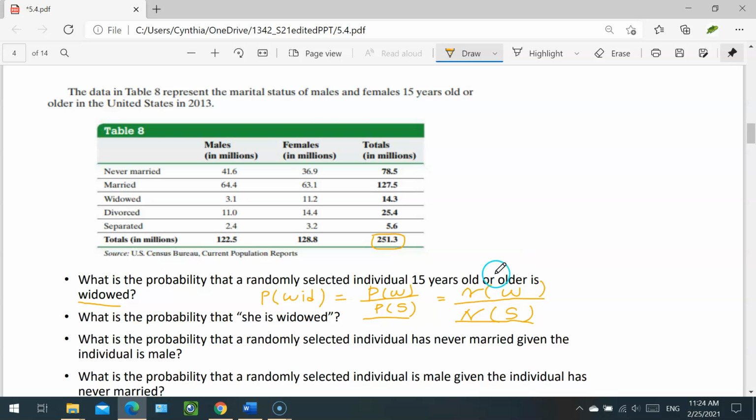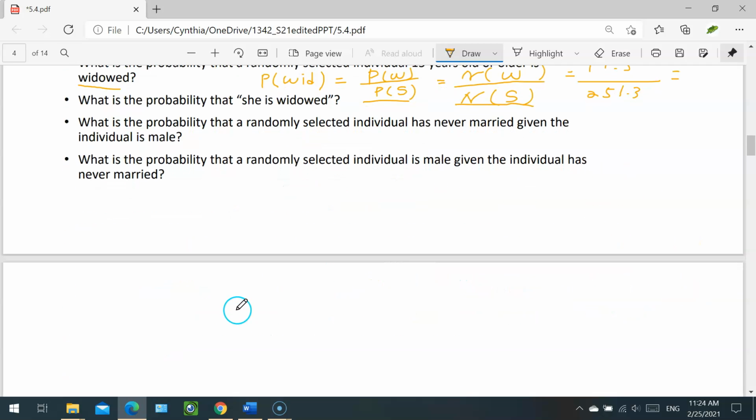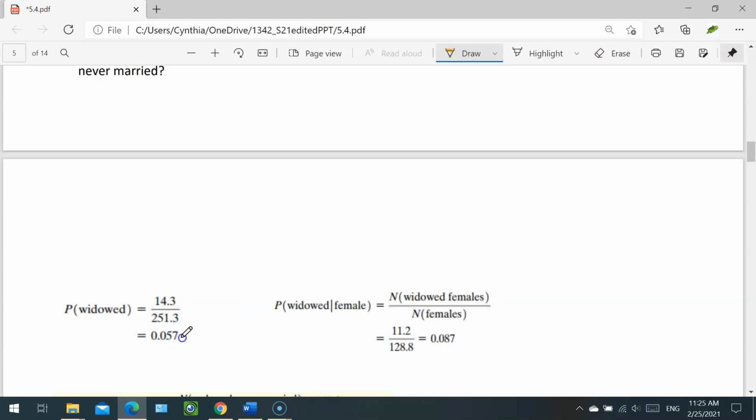This data gives us the frequency, so we go with this one, using the numbers. The number of widowed is 14.3, divided by the total sum, which means the total sample space, 251.3. So divide these two, and you get the probability, approximately 0.057.